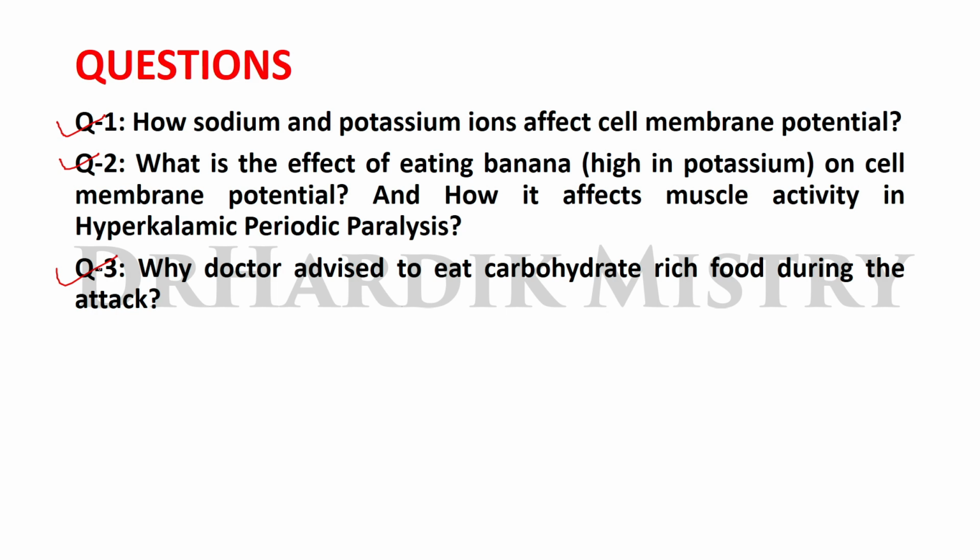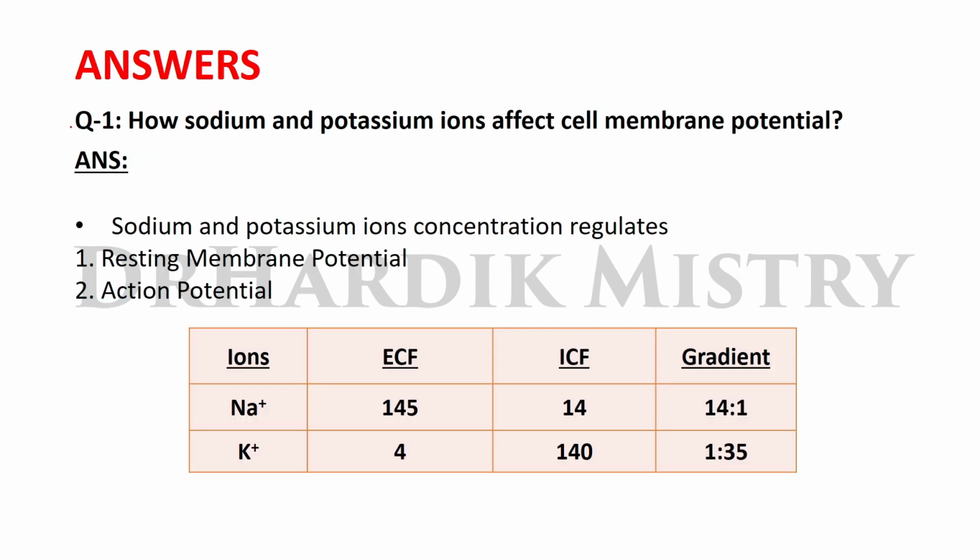So now we are seeing answers to each question. Question number 1. How do sodium and potassium ions affect cell membrane potential? The answer is sodium and potassium are the main ions that regulate the resting membrane potential and develop the action potential. Sodium ion concentration in the extracellular fluid is 145 millimole per liter and in intracellular fluid it's 14 millimole per liter. However, the potassium ion concentration in the extracellular fluid is 4 millimole per liter and in intracellular fluid it is 140 millimole per liter.